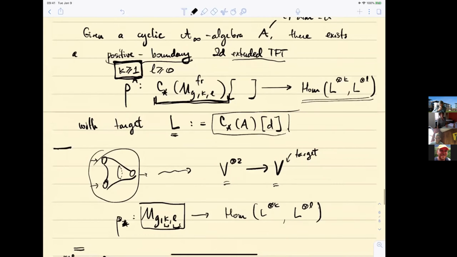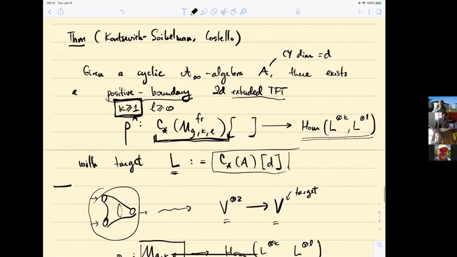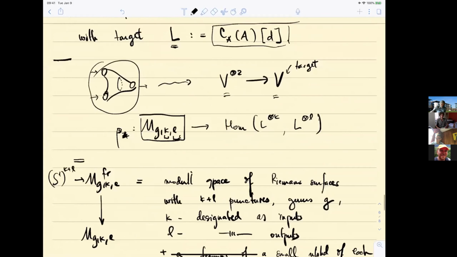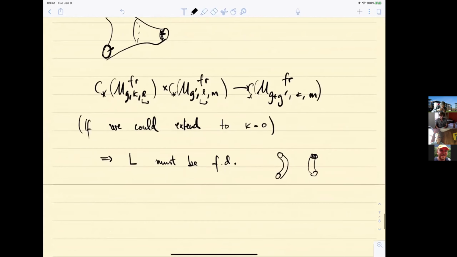So the way this is fixed in the theorem, so we don't get a false theorem, is we only are able to define this for positive number of inputs. This will be a crucial step that we will have to overcome in the future parts of the construction.